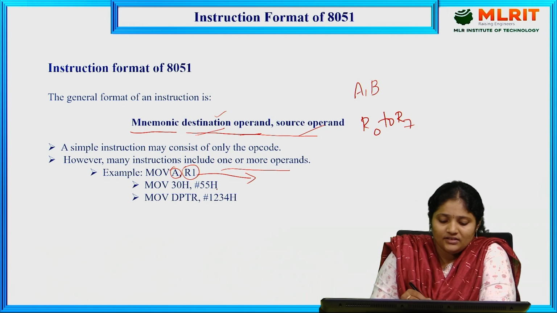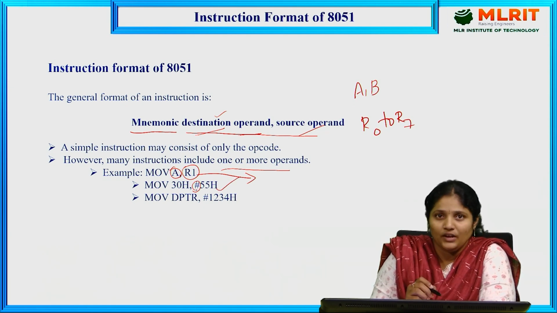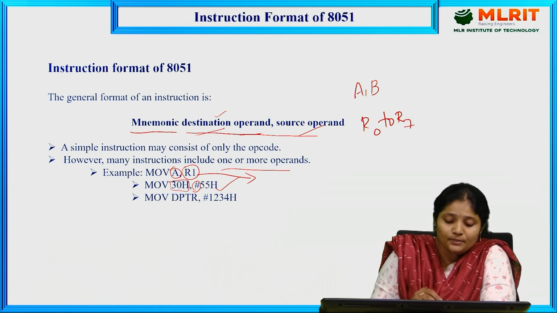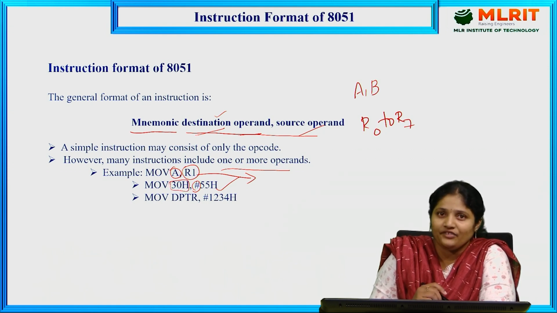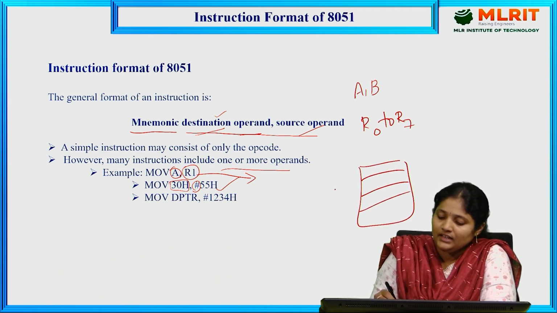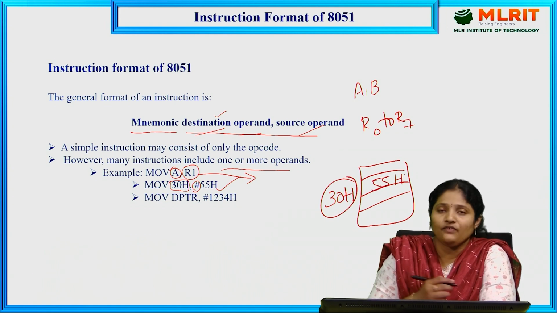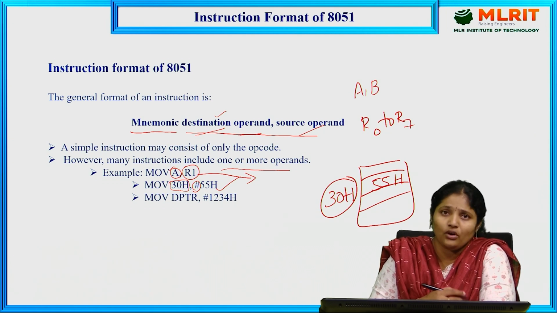Coming to the next instruction, here we are using this hash symbol, which means it is raw data, an immediate data. We are directly giving the data, and this data will be copied to the 30H memory location. Here we are giving the address, so the data will be moved to this particular memory location. In other words, 55H is stored in, or copied to, the 30H memory location.